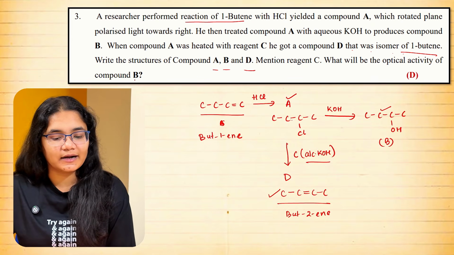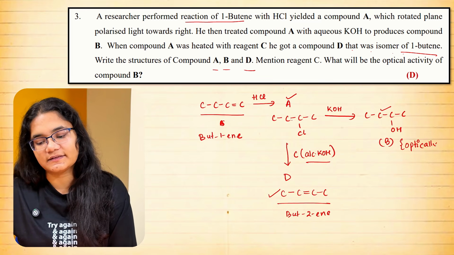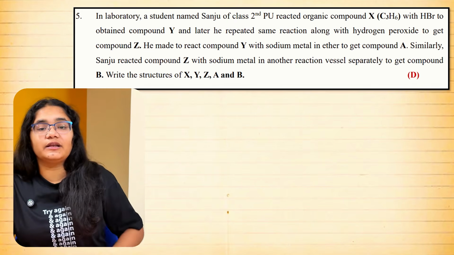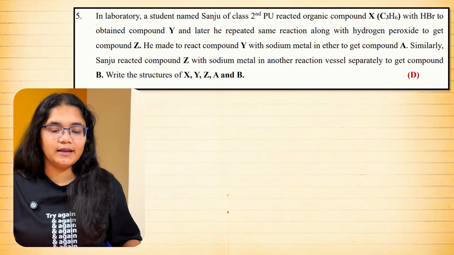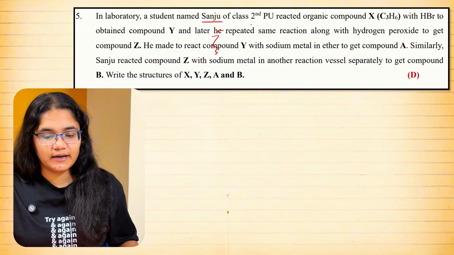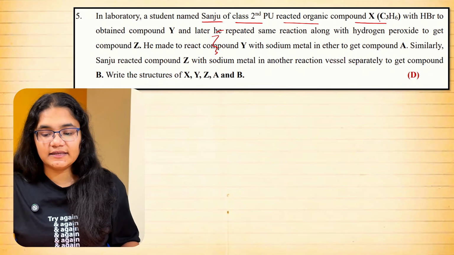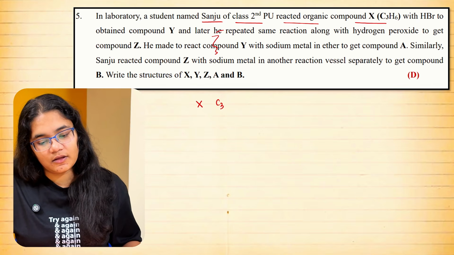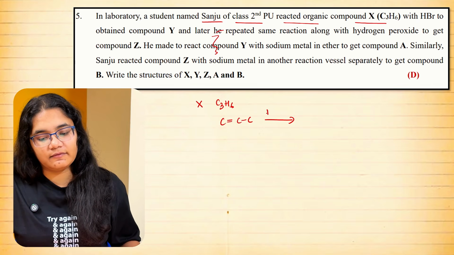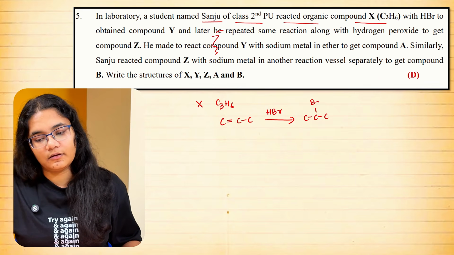What will be the optical activity of compound B? Compound B is also optically active. Why? Because it has a chiral carbon. Okay, fine. Now let's move to the last question of this session. A student named Sanju of 2nd PU reacted organic compound X, C3H6, with HBr. C3H6, we know it is propene, and it reacted with HBr, so you will get 2-bromopropane.